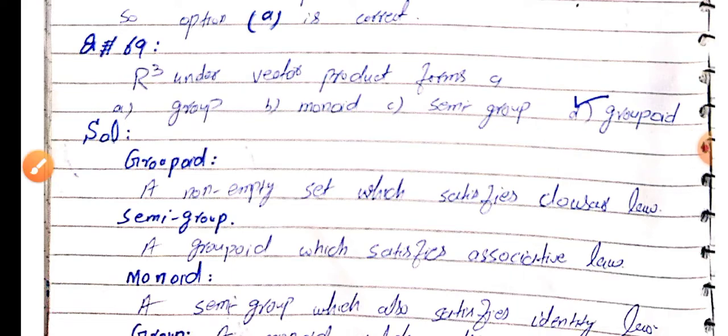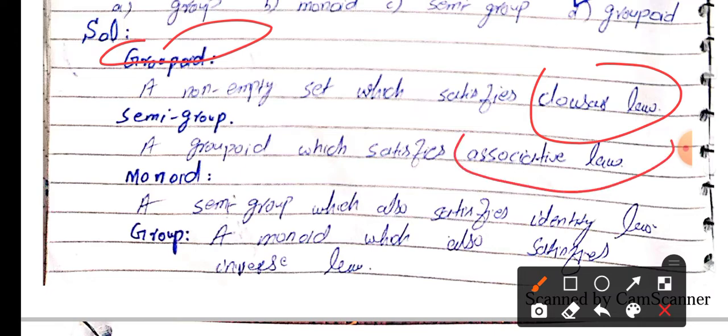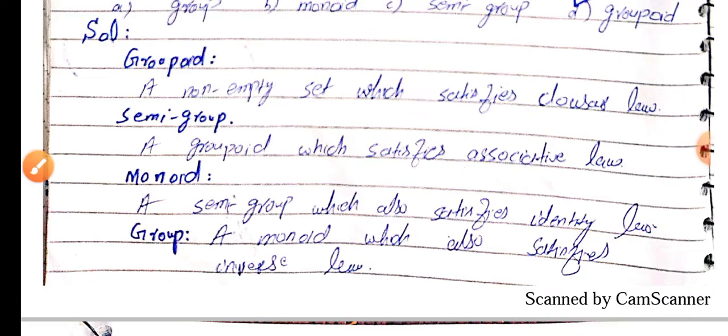Groupoid. Now learn the definition. A groupoid satisfies the closure law. A semigroup satisfies the associative law. A monoid is a semigroup which also satisfies the identity law. If the inverse law holds in a monoid, then it is a group.